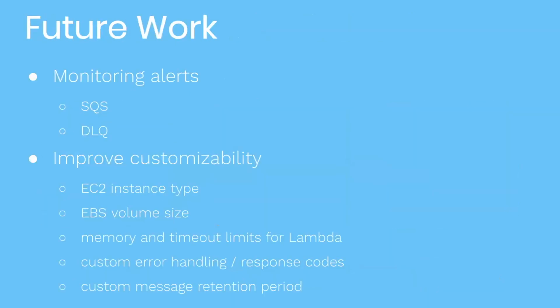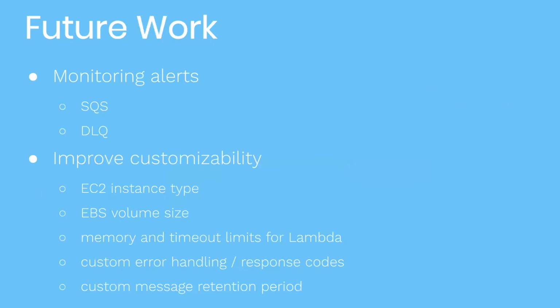Some future work that we'd like to continue with Nami. We would like to add monitoring alerts that would alert the user if a message has entered the dead letter queue after failing to be written to the database. We would also like to add an alert if the main queue is filling up too fast, and they could manually intervene and perhaps increase concurrency on the processing Lambda.